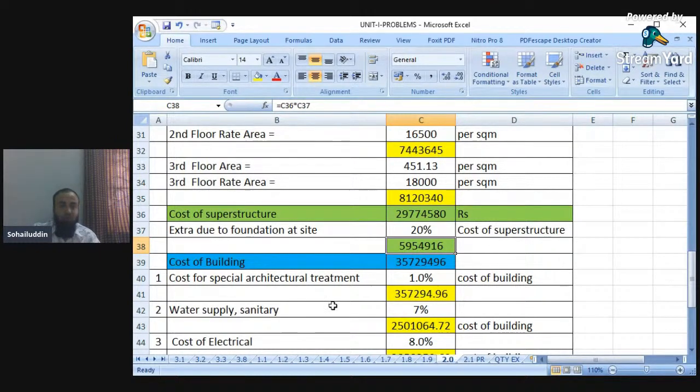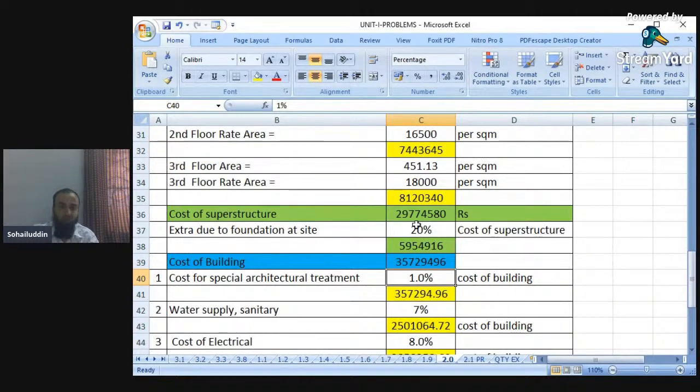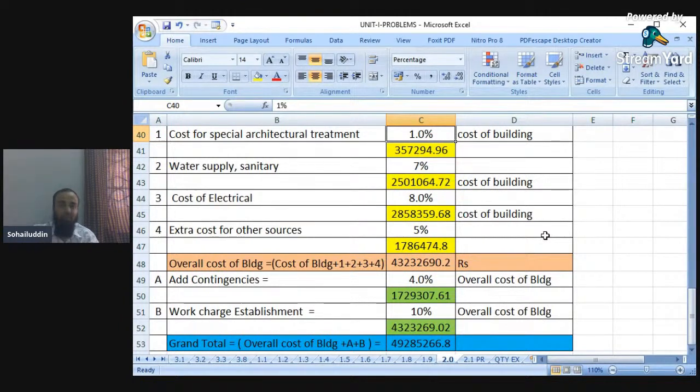Next is the cost of special architectural treatment, which has been taken as 1% of the cost of building. Water supply and sanitary has been taken as 7% of the cost of building, and the cost of electrification, 8% of the cost of building. An extra cost for other services has been reserved as 5%, again from the cost of building.